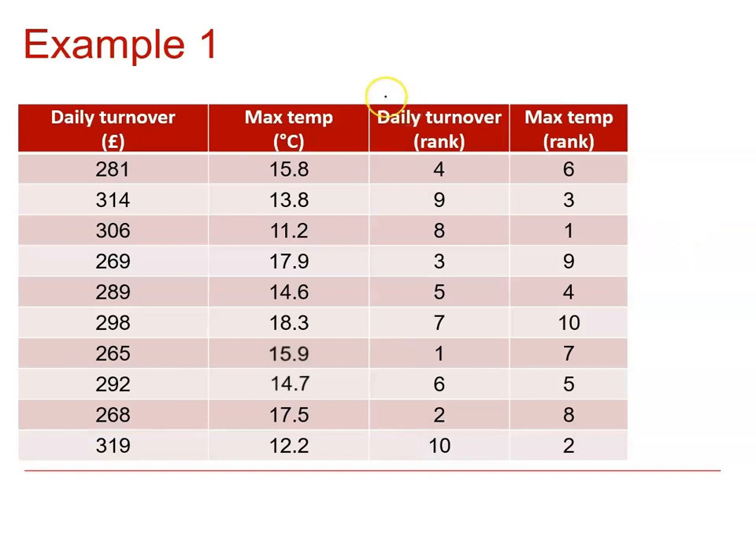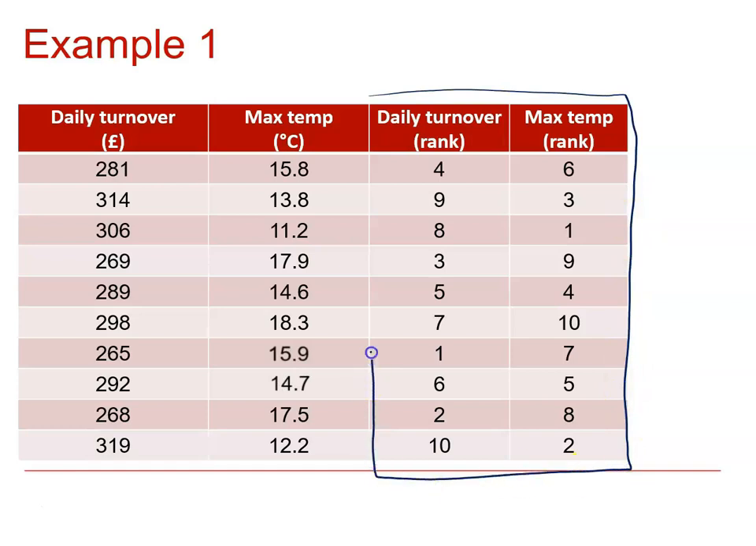So you can then insert these values into your calculator and find Pearson's product moment correlation coefficient R of those ranks, and that will give you the value of RS, which in this case is equal to minus 0.6485 to 4 decimal places.